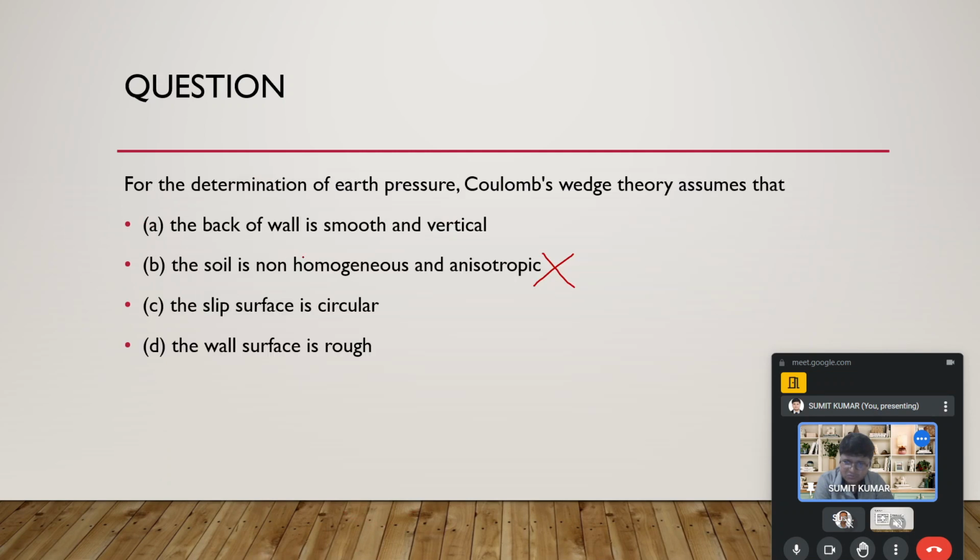So over there, the back of the wall is smooth and vertical. The Coulomb wedge theory doesn't say that as well. So this is also not the answer for our problem. The slip surface is circular. I will write the assumptions for you during the next class. So this is also not the answer. So the answer must be that the wall surface is rough. I think this must be clear. So when we go, you see the solution is D only.